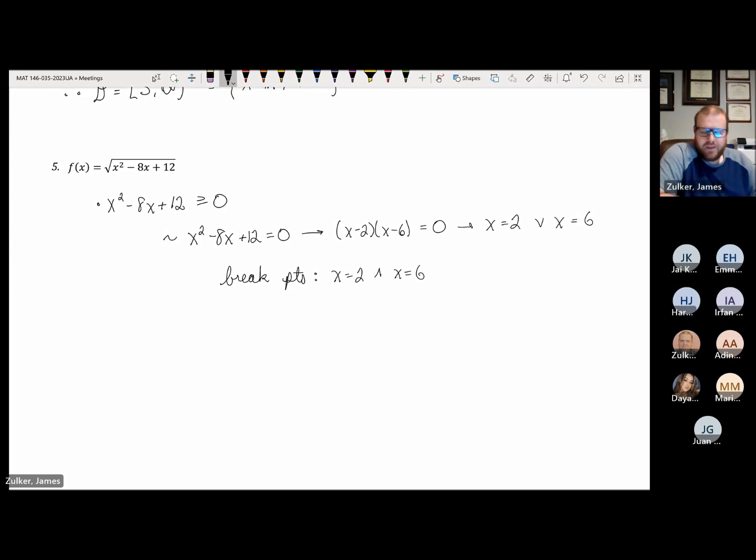Now, the idea behind this is simple. The only way to go from positive to negative or vice versa is if you actually cross through 0. There's no other way to go positive to negative or negative to positive except to go through 0. That's why we're finding breakpoints.